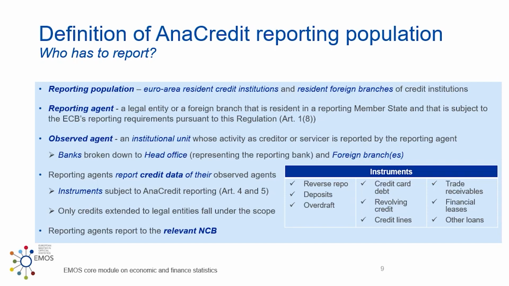Generally, credit data related to the set instruments must be reported if the credit risk arising under the instrument lies with the observed agent. This implies that any deposits received by the observed agent are not part of the data collection, as this doesn't give rise to credit risk for the observed agent. Regarding the debtor criterion, only credits extended to legal entities, legal persons, fall under the scope of the data collection. AnaCredit requires no information on loans to natural persons.